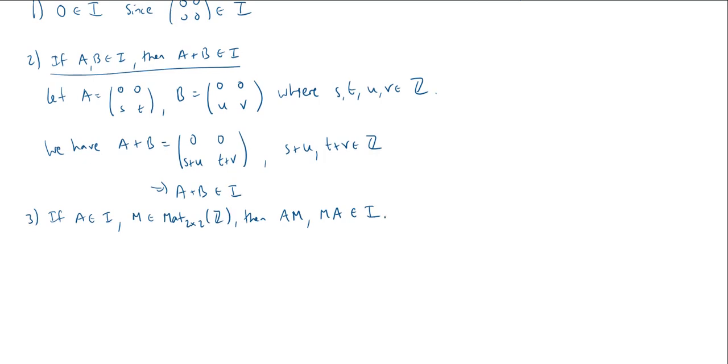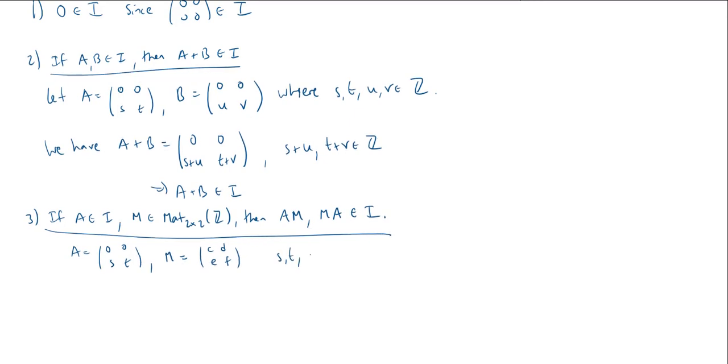So we want to prove that. We already have an A up above, so we'll just copy that: 0, 0, S, and T. But now my M can be any matrix. I don't want to use A because that'll conflict, so we'll call it C, D, E, and F. Let's try multiplying these things, where S, T, C, D, E, and F are all integers.